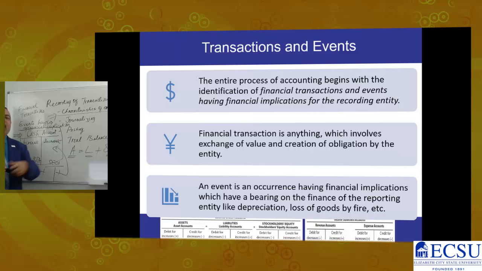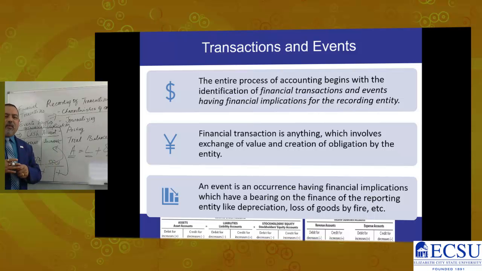Okay. Now, we already talked about transactions and events. What are transactions? Transactions are exchanges of value between two or more parties. So there has to be an exchange of value, and it has to be between two or more parties. It could be a cash transaction or it could be a credit transaction. Whenever a credit transaction is taking place, we create an obligation. Like supposing Walmart sells something to me, I'm obligated to pay Walmart. So that is an obligation created because of a credit transaction.